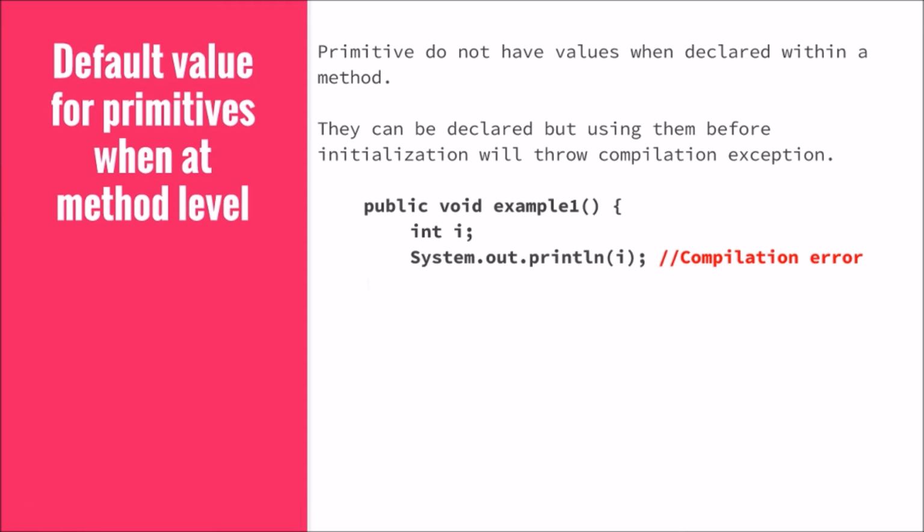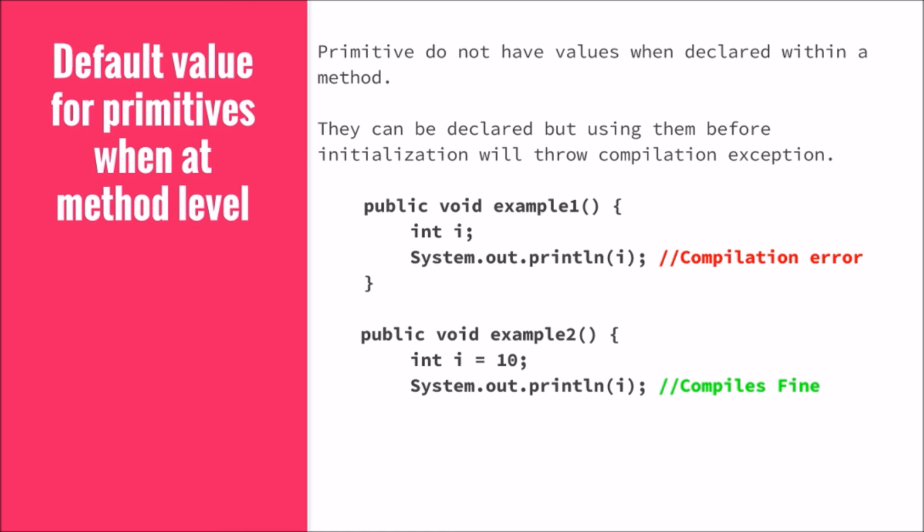Here is an example. We are declaring i as a local variable within a method example1, but we have not initialized it. We have not given any value. Now if you try to say System.out.println(i), the compiler will throw a compilation error. But at the same time, if you declare int i equals 10, that means you are declaring i as well as initializing it with 10. This is fine for the compiler and you will not get any compilation error.